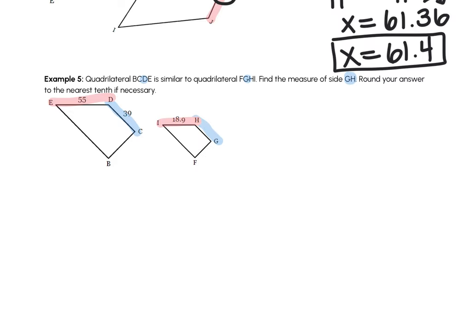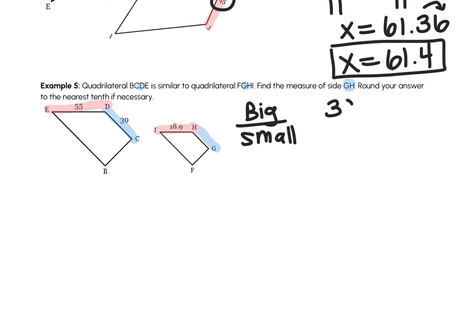So now I'm going to set up my proportion. I'm going to do the bigger one over the smaller one. Again, it doesn't matter if you put the big shape on top or the small shape, as long as you do the same on both sides of your proportion. So I'm going to start with 39, which corresponds with the side I don't know. I'm going to label it an X. That's what I'm trying to find. And then on the other side, my big shape, I've got 55, and that corresponds with 18.9.